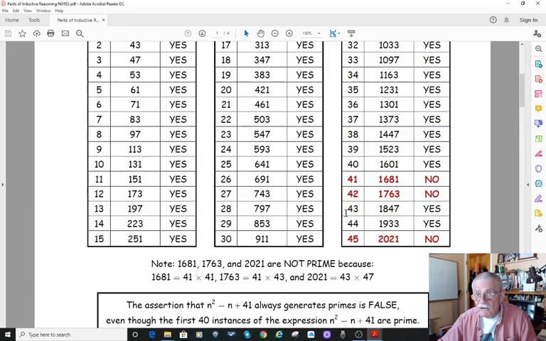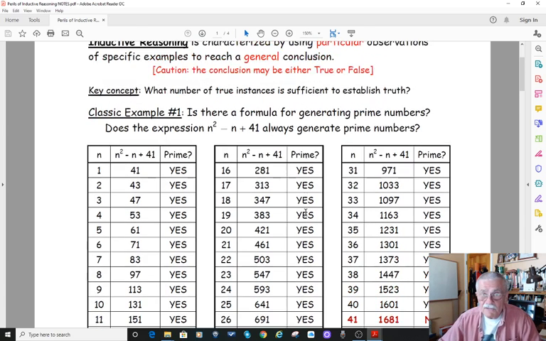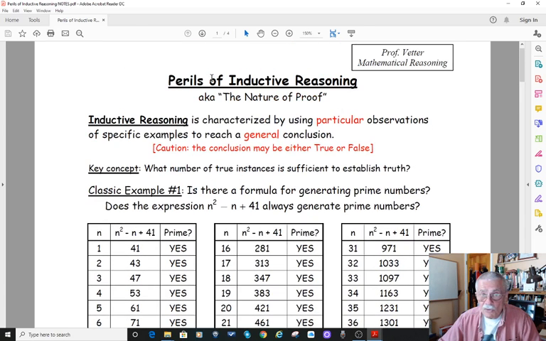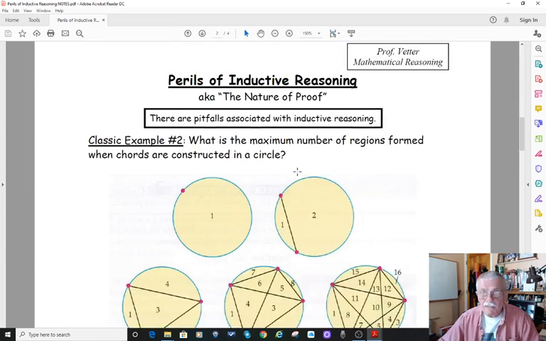So we have to be very careful when we look at a bunch of situations that appear to be supportive of our general aspiration or hope, and see if it's really true. That's why this is called perils of inductive reasoning. Okay, so let's do another one. Now this is another classic. There are pitfalls associated with inductive reasoning. All right, so we have to be careful.